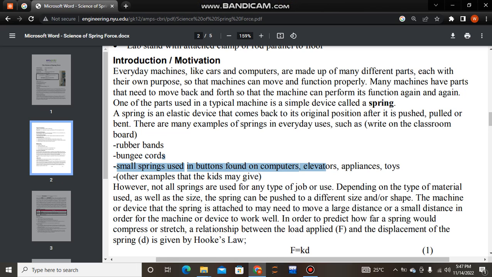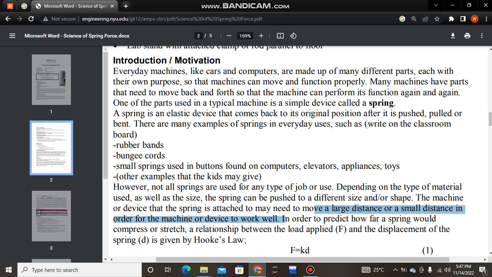However, not all springs are used for any type of job or use; it depends on the type of material used as well as the size. The spring can be pushed to a different size or shape. The machine or device that the spring is attached to may need to move a large distance or a small distance in order for the machine or device to work well.